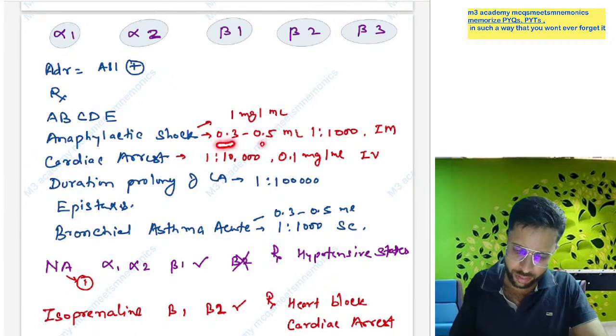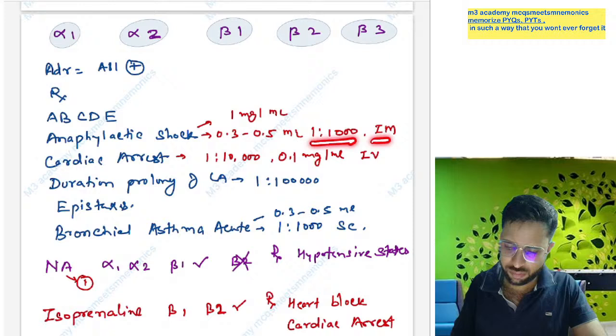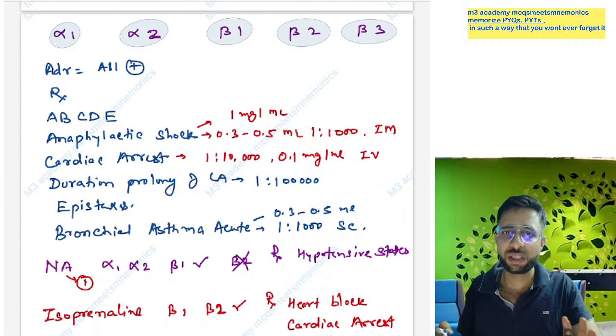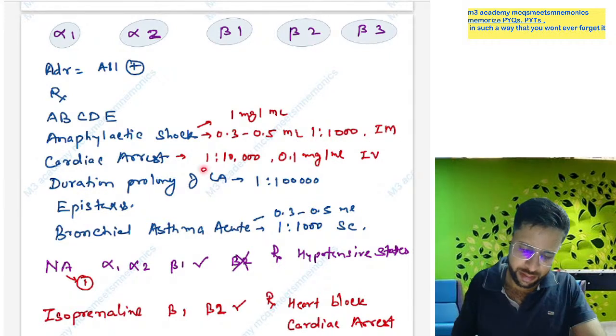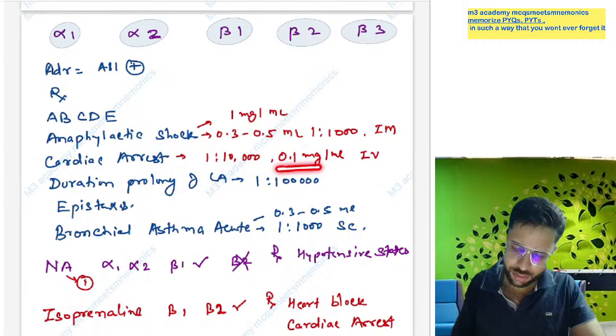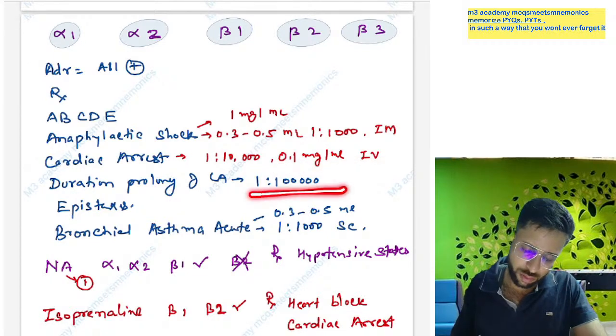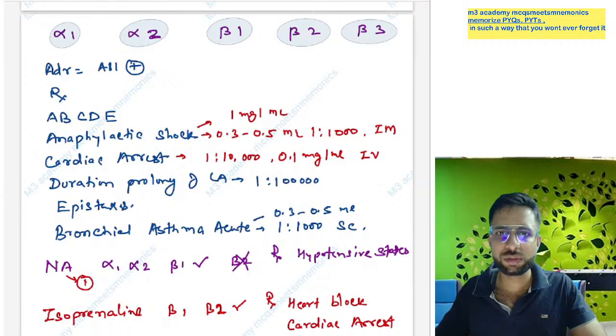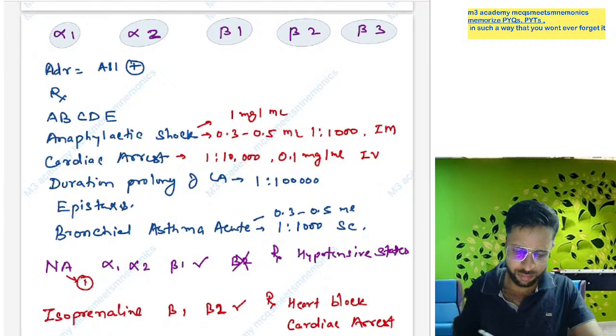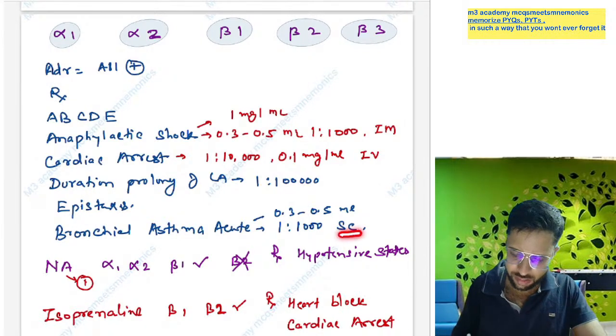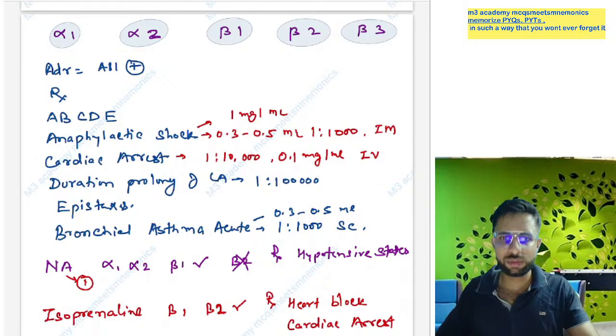In anaphylactic shock, we use 0.3 to 0.5 ml of 1 in 1000 ratio IM, meaning 1 mg per 1 ml concentration. For cardiac arrest, 1 in 10,000 ratio, 0.1 mg per ml intravenously. For prolonging the duration of local anesthesia, we use 1 in 1 lakh concentration. For bronchial asthma, we use the subcutaneous route with 1 in 1000 ratio.